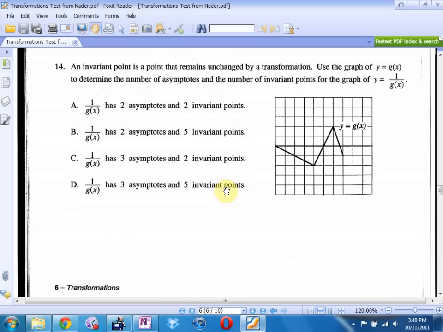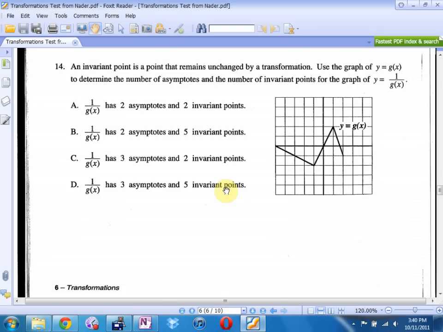Here's an advanced reciprocal multiple choice question. It says, an invariant point is a point that remains unchanged. I've made you guys memorize that term because I won't tell you that definition. I'll just say invariant point, so you know what it means. Use the graph to determine the number of asymptotes and the number of invariant points for the... What transformation is 1 over g of x?